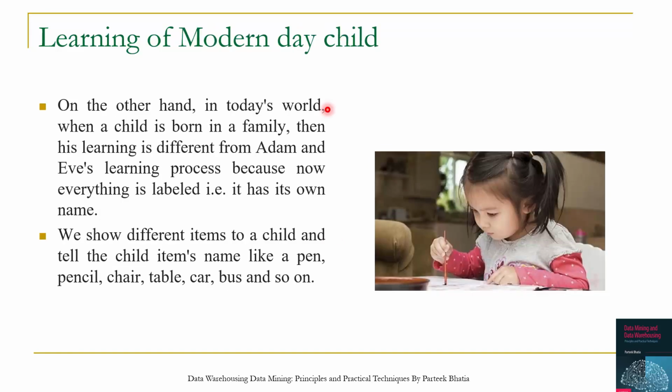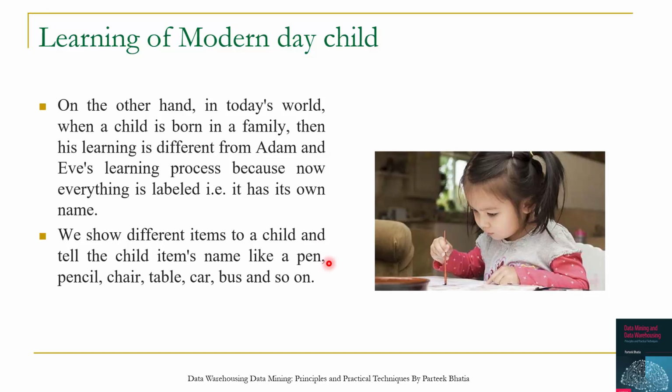On the other hand, in today's world, when a child is born in a family, his learning is different from Adam and Eve, because now everything is labeled. It has its own name. We show different items to a child, and the child observes all the features of that item and also comes to know the name of that item.